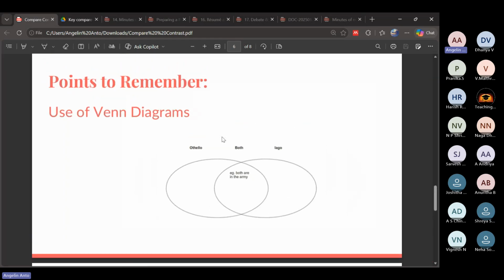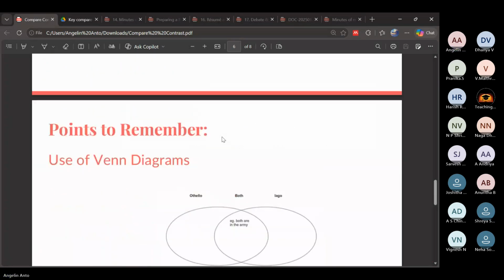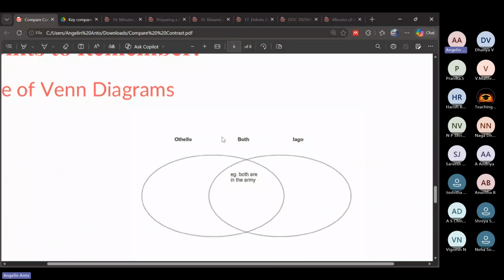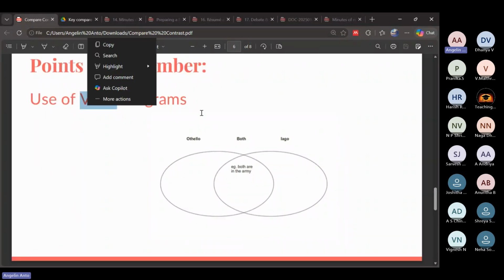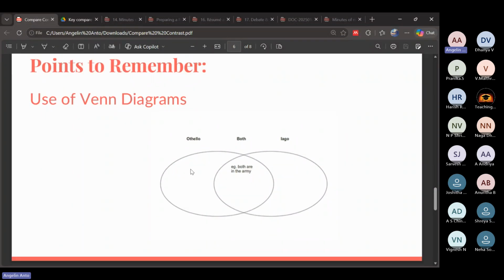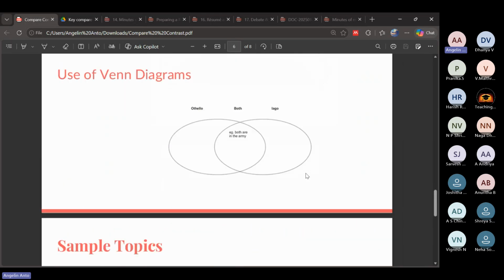While Shruti ma'am and Nivedita ma'am didn't say anything, Cherry Matthews sir said that you might need to use Venn diagrams. So if it's explicitly mentioned, use some pictorial comparison, then use a Venn diagram like this. All your contrast would go in the separate Venn diagrams and then the comparison would come in the middle, right? Because this is similarity and this is differences. So just keep that in mind.